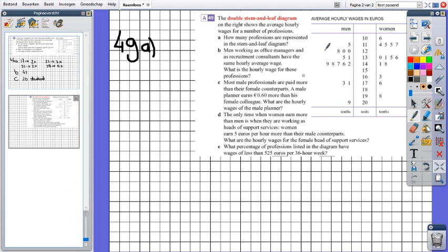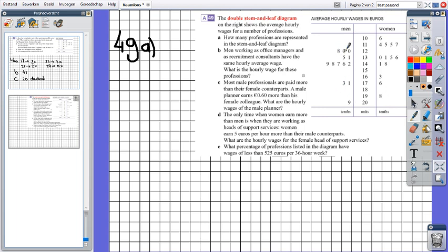So for example, I don't know if this is true, but if a man earns 14 euros and 20 cents, then for example, a woman can, unfortunately sometimes it's less, earn 14 euros and 10 cents. So this doesn't mean that you have to add up all the wages that are here and all the wages that are here together, because then you have counted them double, because the profession is both here and there. So if you want to know how many professions are represented in the stem and leaf diagram as a whole, just count them on one side, right?